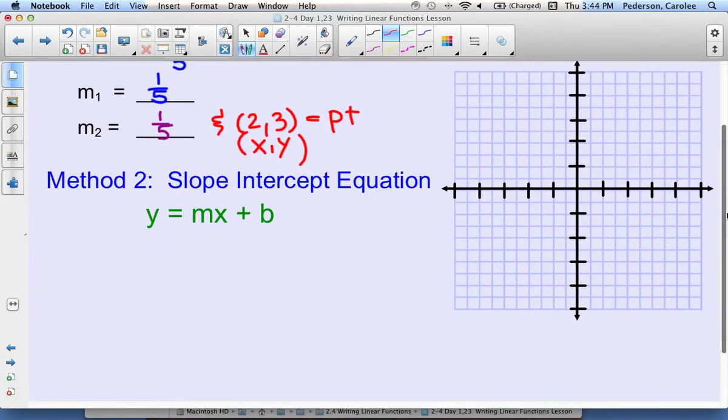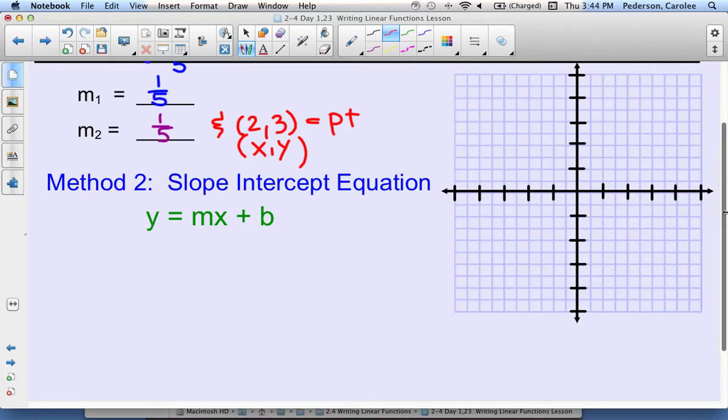Now we're going to use method 2, where we know the slope, but we don't know the y-intercept. So we're going to substitute in the point and the slope into this green equation and find out what the y-intercept is. So 1/5 is going to go in for m, and then my 2 and 3 go in for x and y. So I have 3 equals that 1/5, which is my slope, and then my 2, which replaces the x, and then I'm going to solve this equation for b.